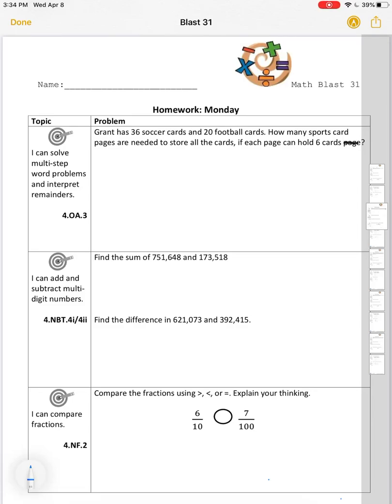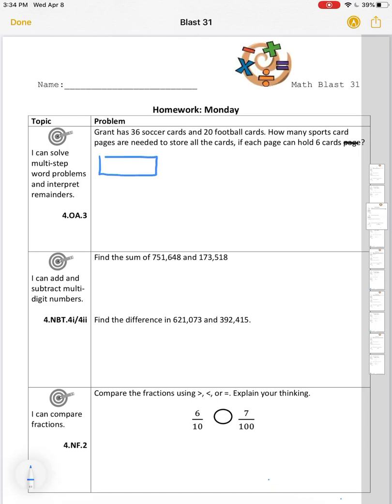Math Class 31. I can solve multi-step word problems and interpret remainders. Grant has 36 soccer cards and 20 football cards. How many sports card pages are needed to store all the cards if each page can hold 6 cards?